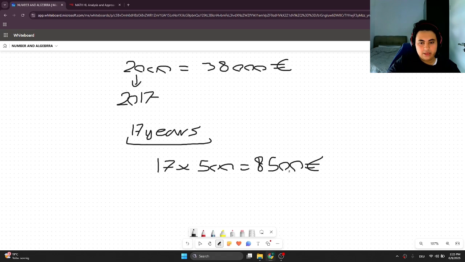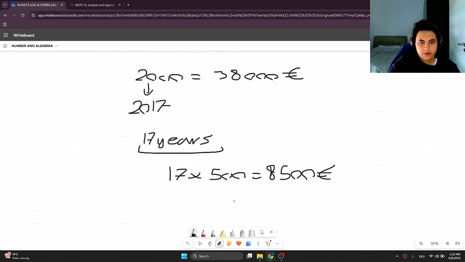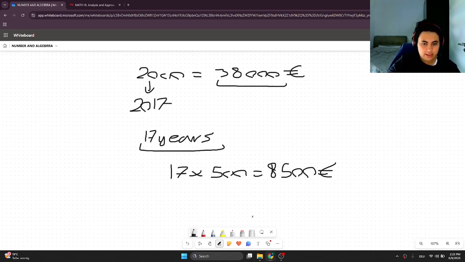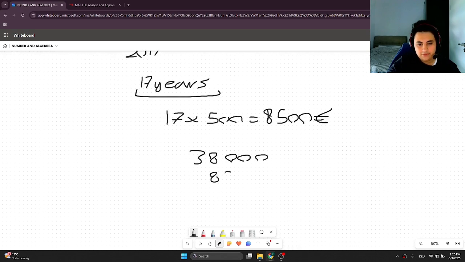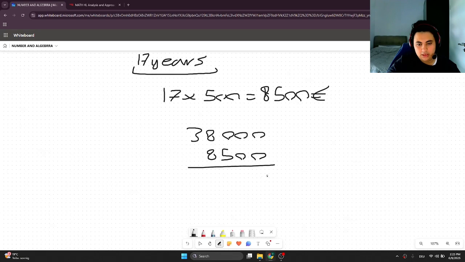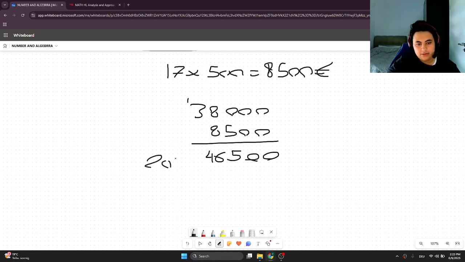Then we add this 8,500 euros to the initial amount, which is 38,000. So you have 38,000 plus 8,500. So his salary in 2017 is equal to 46,500 euros. And that is correct.